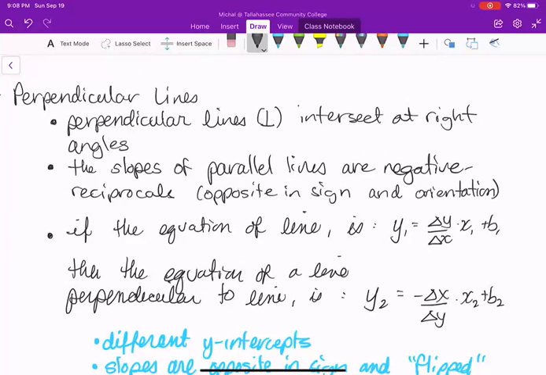So if I started with the equation of line 1, like I did above, y1 equals change in y over change in x times x1 plus b1, then for my perpendicular line, I'll have a different y and x. The slope will be the opposite sign and it will be the reciprocal. So notice that now I have change in x over change in y. Now that is just the negative reciprocal of the original slope. Different slope or different y-intercept, different x and y.